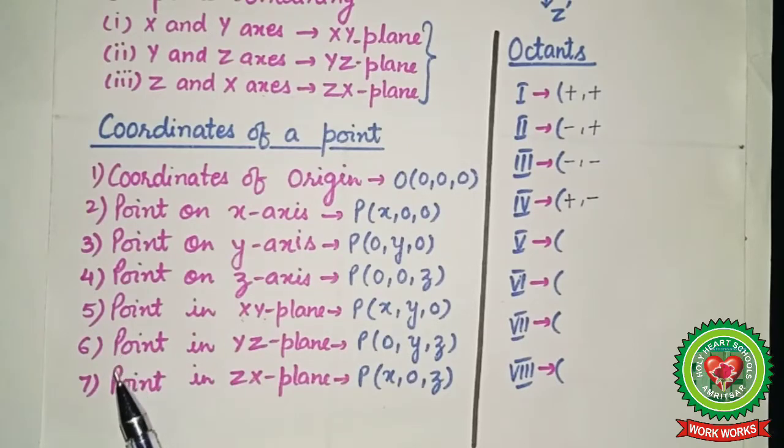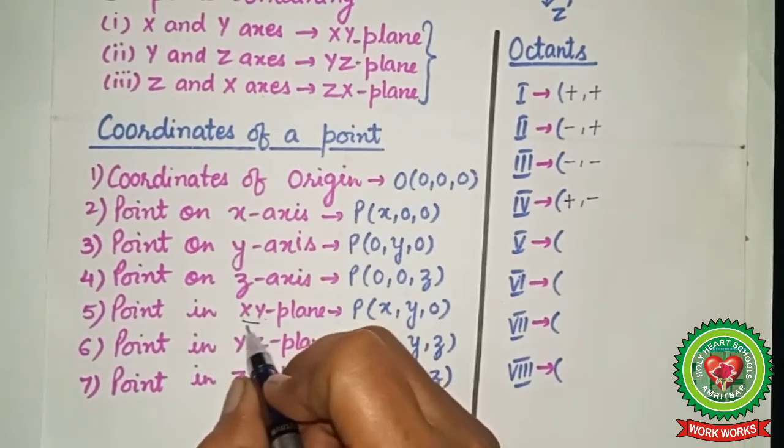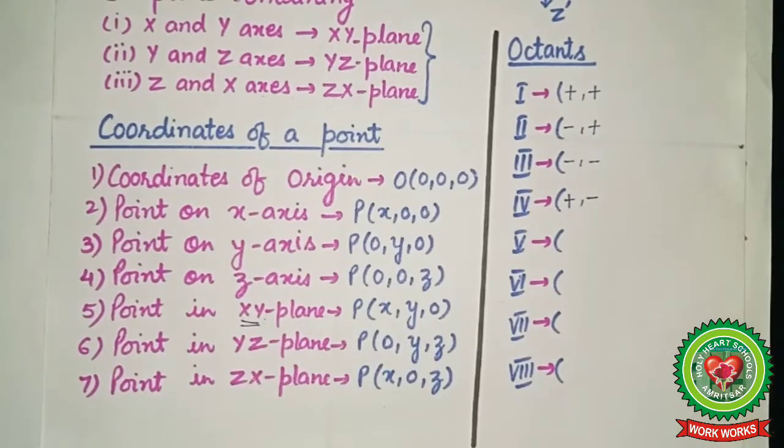Now, we will consider how we will take the point in the planes. First is point in xy plane. Now, as there is a x and y plane, so x and y coordinate will be there and z will be 0. So, P(x, y, 0). Next is point in yz plane. It is P(0, y, z). X will be 0. Next is point in zx plane. It is P(x, 0, z). In this way, we can consider a point on axis and in plane.